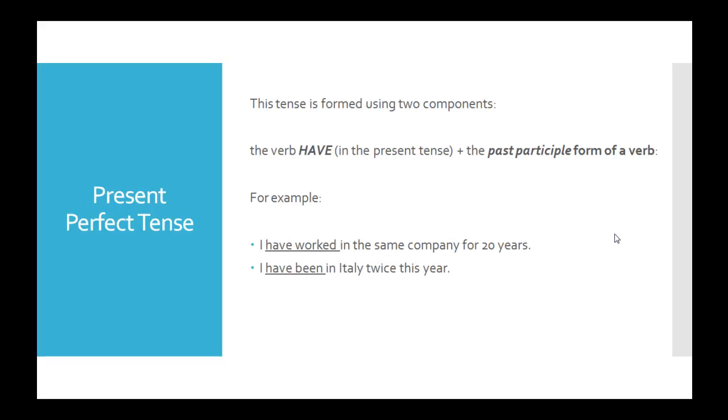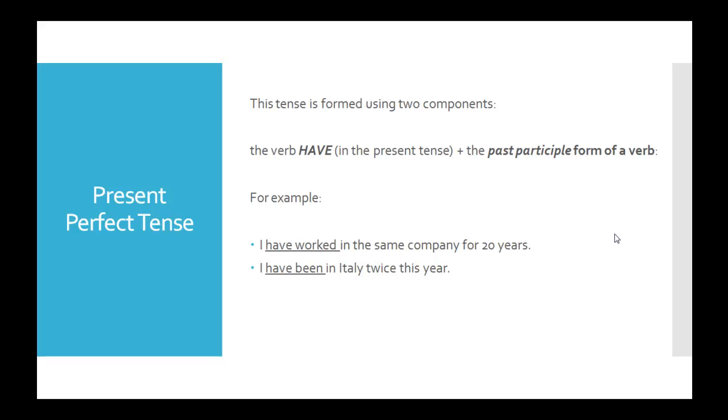Present perfect tense is formed using two components: the auxiliary verb have in the present tense and the past participle form of a main verb. For example, I have worked in the same company for 20 years. Or, I have been in Italy twice this year.